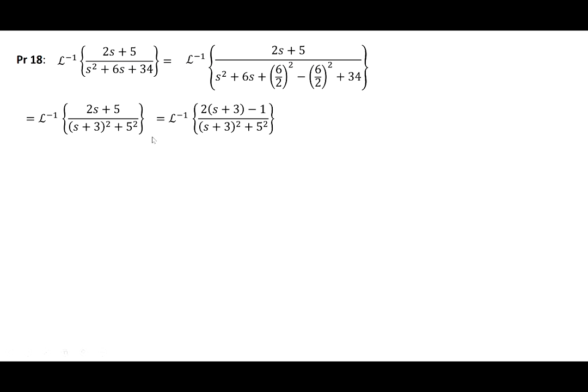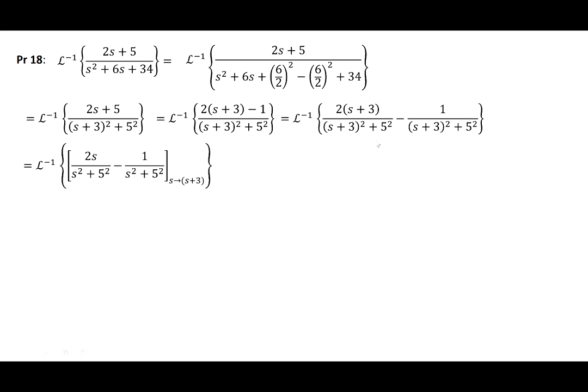So now we can say, yep, this is nothing but (2s minus 1) over s squared plus 5 squared, to which a shift has been applied, s shifted by s plus 3. It's that manipulation which is key to this problem. And it's based on completing the square to the denominator. Okay? All right. And then, yeah, we can split this into two separate ones and recognize that this is nothing but 2s over s squared plus 5 squared minus 1 over s squared plus 5 squared, to which a shift has been applied.